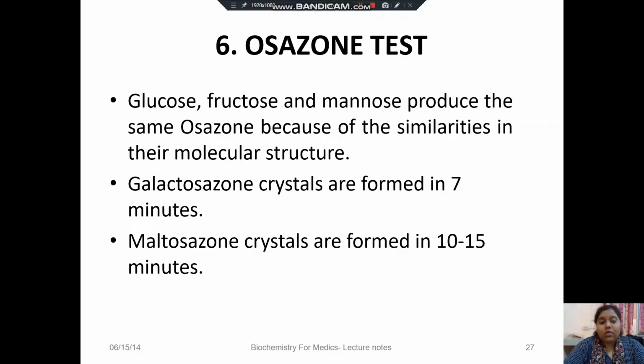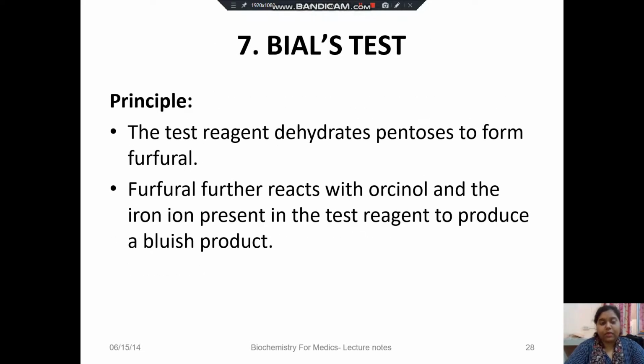So finally, glucose, fructose and mannose produce the same osazone because of the similarities in their molecular structure. Galactosazone crystals are formed in 7 minutes. Maltosazone crystals are formed in 10 to 15 minutes. Now comes the Bial's test.